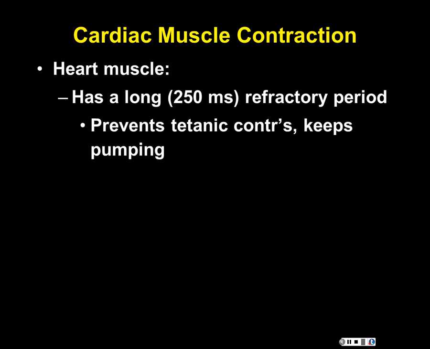The cardiac muscle cells, what's considered the contractile cells, have a long refractory period. We've used that term before. We didn't mention it in our skeletal muscle, but it's important to acknowledge here in the cardiac muscle. It has about a quarter of a second refractory period. What it prevents are these types of contractions called tetanic contractions, or tetany. Not the disease, but does anybody know what tetanus means?